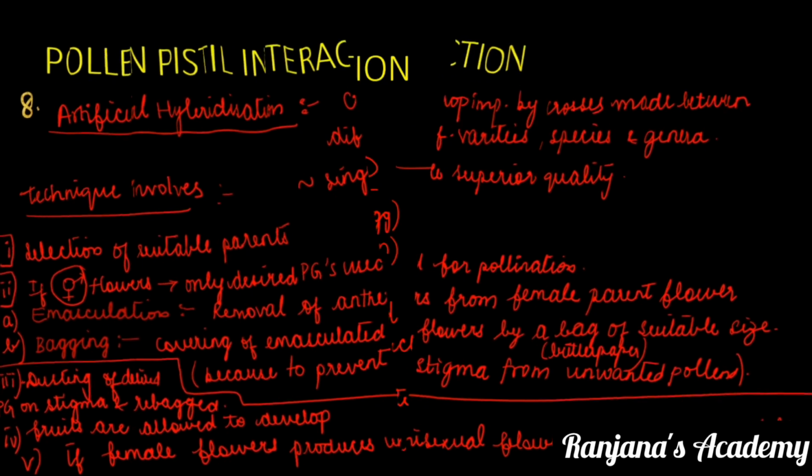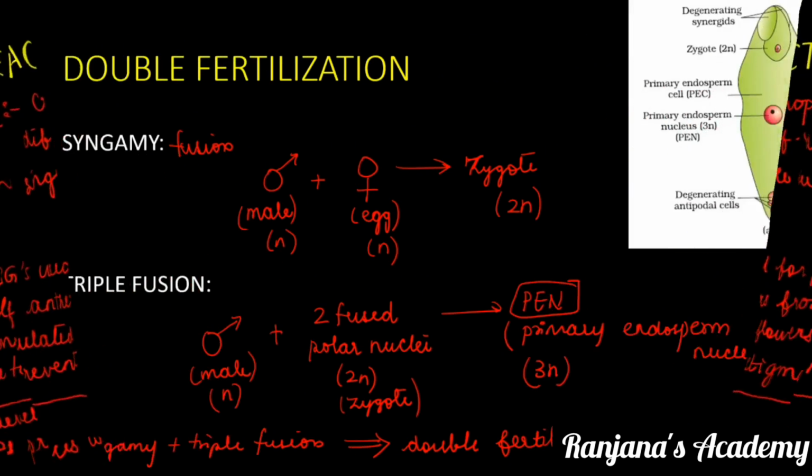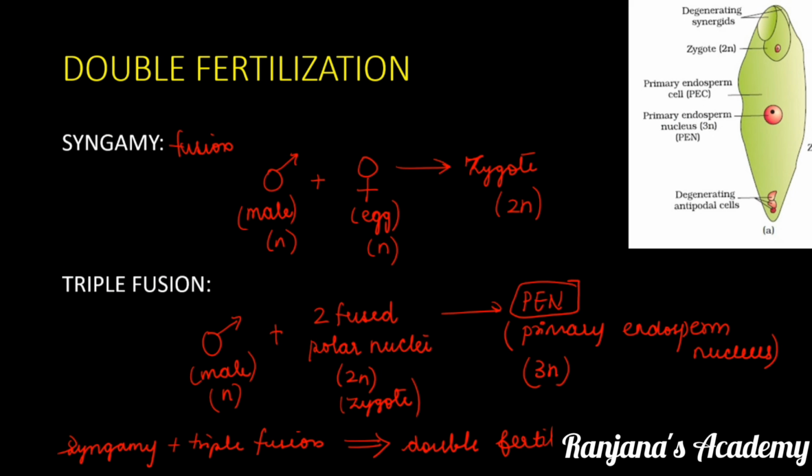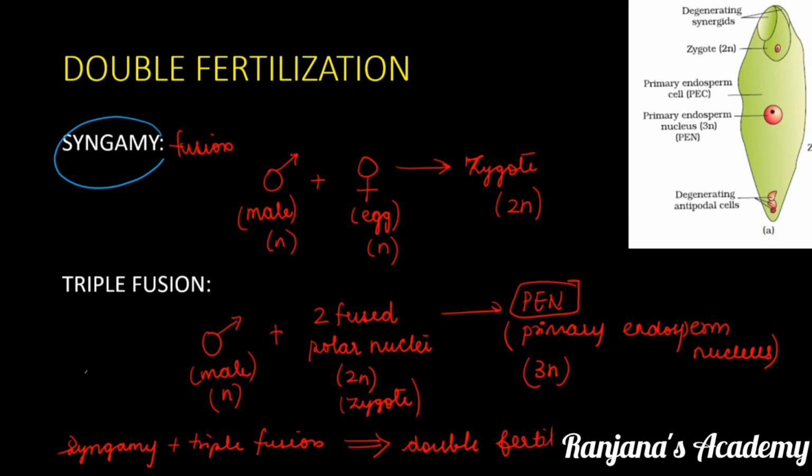Fine. Now we come to the important second topic of today's session, and this is a simple topic. This one page is the entire content of double fertilization, students. Two things are involved here. One is the process of syngamy, the other is the process of triple fusion. That is it.